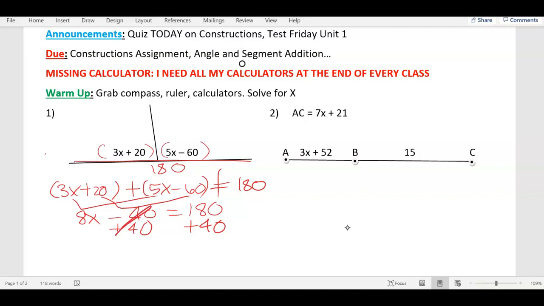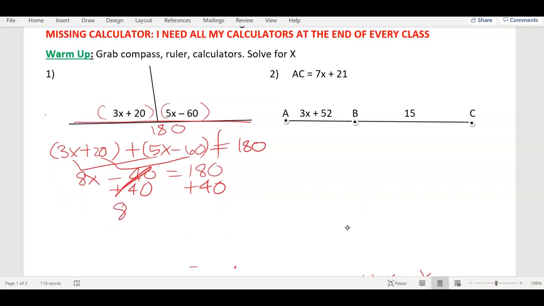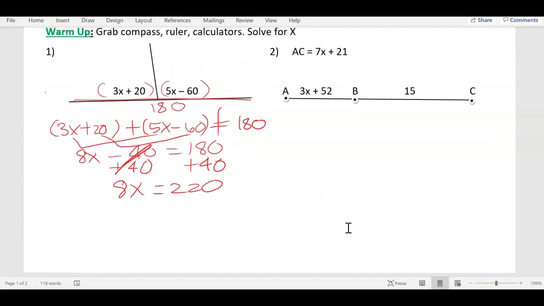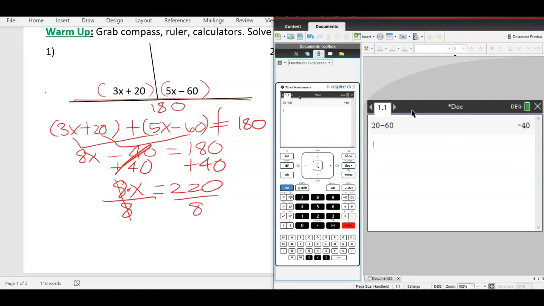Cancel that out. Now, bring down 8x, and 180 plus 40 is 220. My last step when I do these is to get rid of that 8, that coefficient. And remember, that's being multiplied, so I must divide by 8, divide by 8. I don't expect you to mentally do 220 divided by 8 when you got such a cool little tool in your hand. 220 divided by 8 gives me a fraction, and if I want the decimal, I press Control Enter.